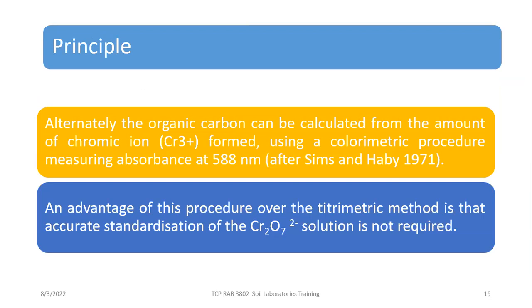Alternatively, the first method is the gravimetric method. Alternatively, the organic carbon can be calculated from the amount of chromic ion formed, and in this case a colorimetric procedure measuring absorbance at 588 nanometers can be used. An advantage of this colorimetric method, in comparison with the titrimetric method, is that accurate standardization of the potassium dichromate solution is not required.